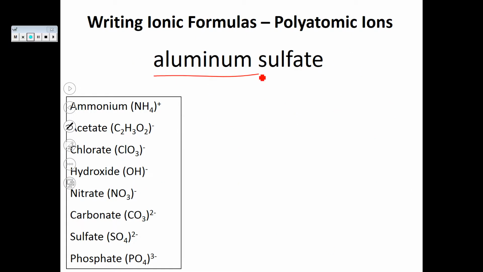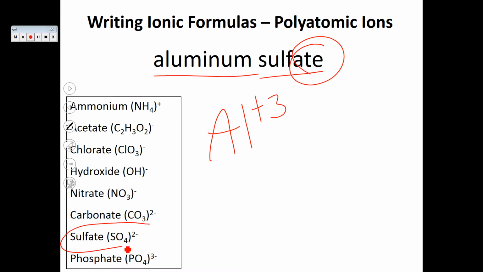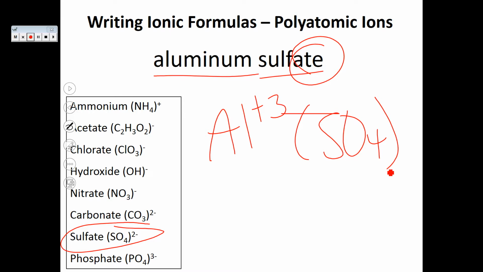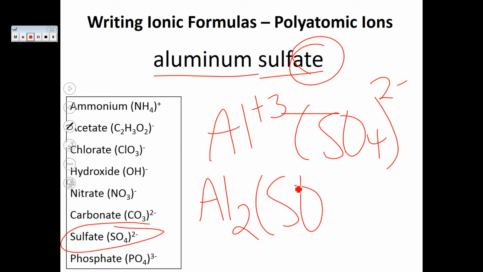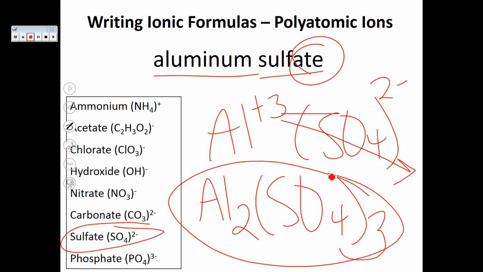Aluminum sulfate. So we have aluminum, that's not odd. Sulfate, though, sulfate has this weird suffix ATE. So that tells me I've got to go look at my polyatomic list and find sulfate, which is SO4 2-. So when I drop and swap, it's going to be Al2 parentheses SO4, and this 3 is going to come on the outside of the SO4.